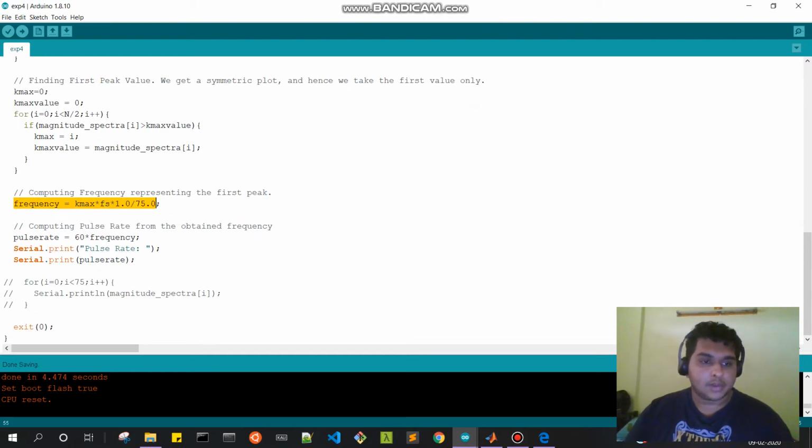Here we compute the frequency which represents the first peak, that is kmax times the sampling frequency divided by 75, the sample size. Now we compute the pulse rate from the obtained frequency, which is just 60 times the frequency. So we'll run this code and find out the pulse rate.